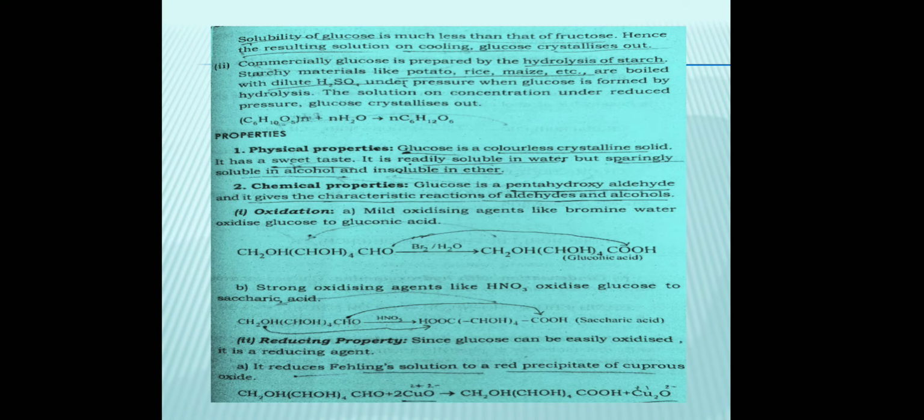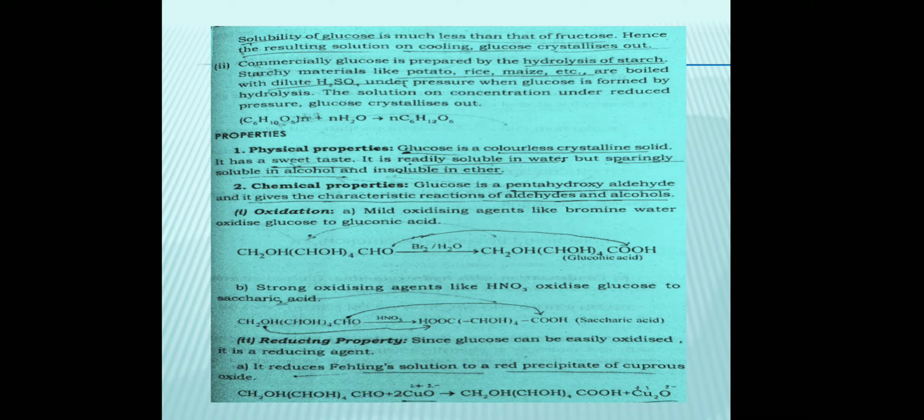The commercial preparation of glucose can be done by hydrolysis of starch or starchy materials like potato, rice, maize, etc., by boiling with dilute sulfuric acid under high pressure. Then glucose crystallizes out. The formula of starch is C6H10O5, which on hydrolysis gives n times glucose, C6H12O6.